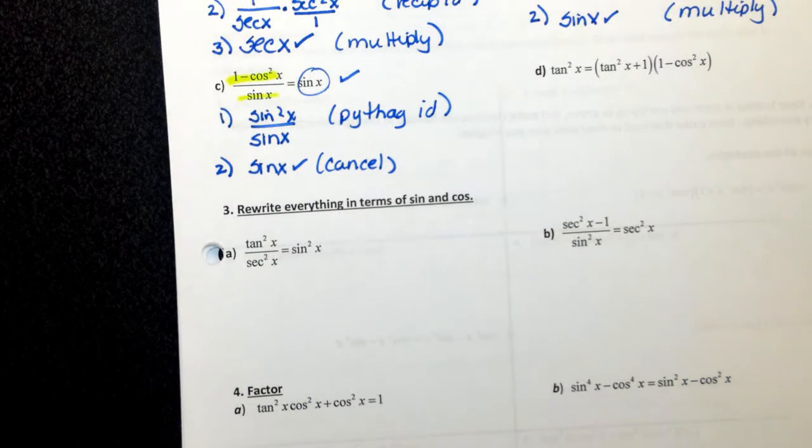So notice what you're doing. You pick a side. You want to pick the more complicated side. You only manipulate that side that you pick. And you want it to become exactly the same as what's on the other side. So now let's take a look at D. What side is the more complicated side? The right side.